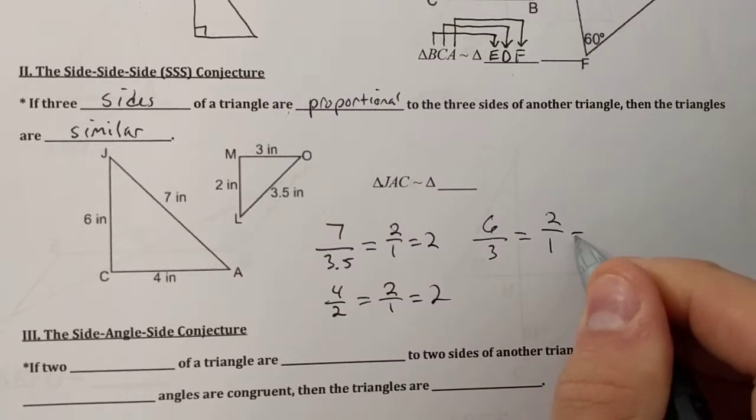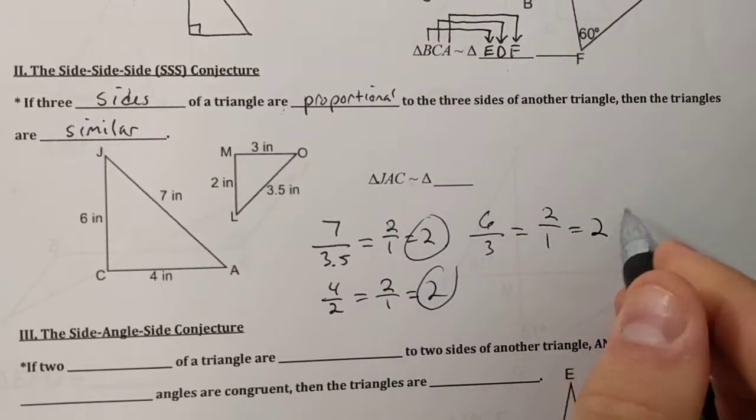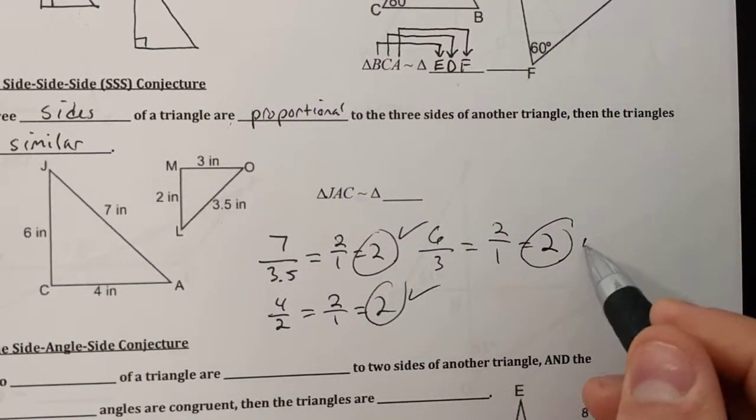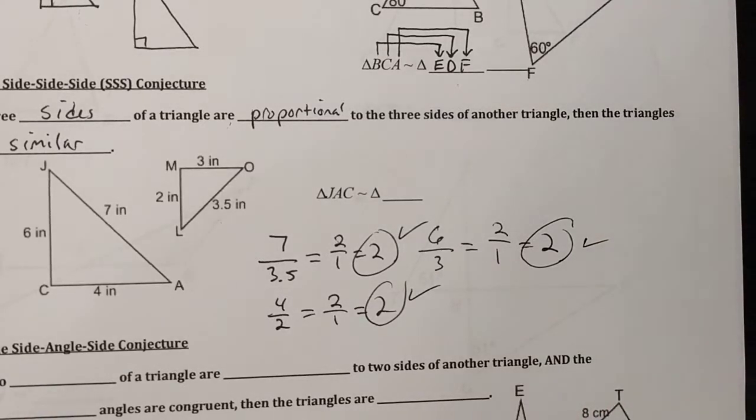if you simplify them. So if you have 3 side lengths in each triangle that are proportional to their corresponding side lengths and they all have the same ratio of 2, then these two triangles are similar.